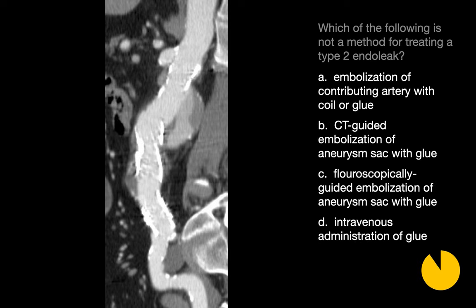Which of the following is not a method for treating a type 2 endoleak? So the first three answers are all strategies for dealing with a type 2 endoleak: embolizing a contributing artery with coils or glue, CT-guided embolization of the aneurysm sac with glue, fluoroscopically guided embolization of the aneurysm sac with glue. The fourth choice, intravenous administration of glue, would not be an option.